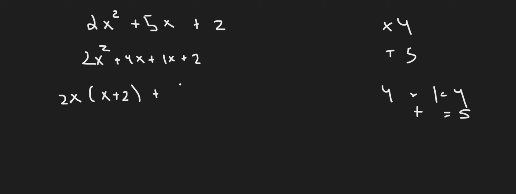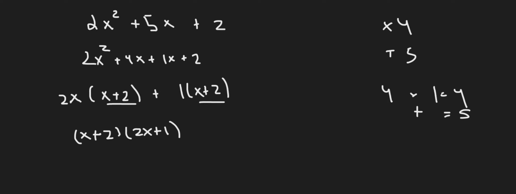And then we factor 2x out, and we use factor by grouping. Then we factor 1 out. Now all we have to do is factor x plus 2 out as a common factor. And we get x plus 2, 2x plus 1.